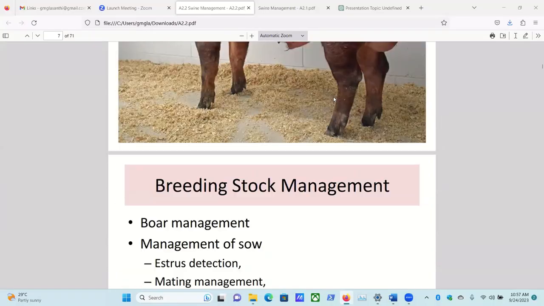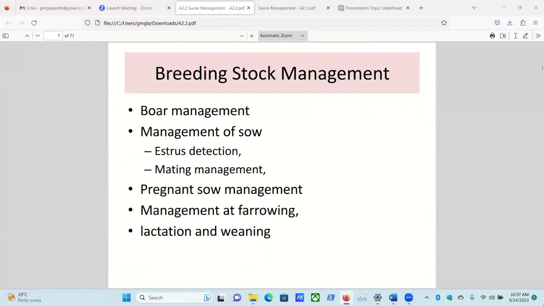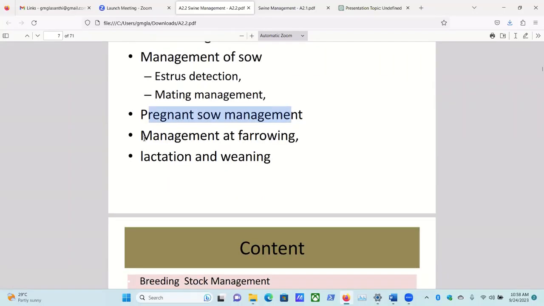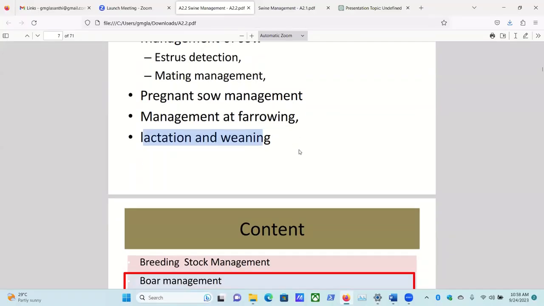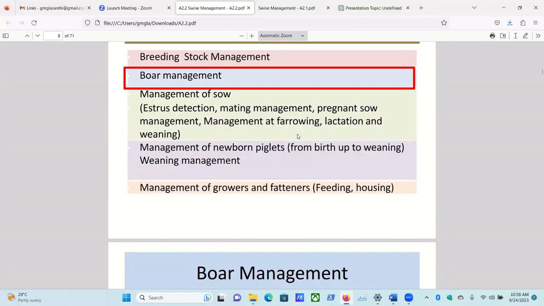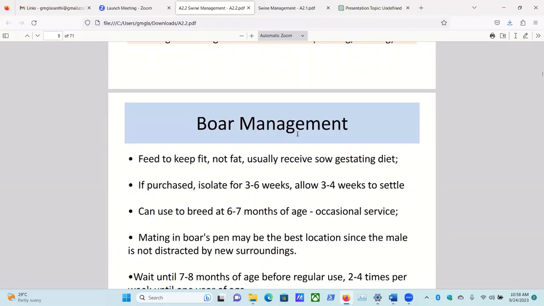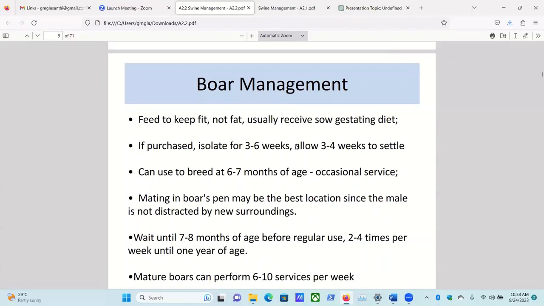So now we will discuss about breeding stock management. Under breeding stock management, you have to discuss about boar management, sow management, pregnant sow management, farrowing management, and lactating and weaning. So first we will discuss about boar management. So we should keep the boar fit but not fat.